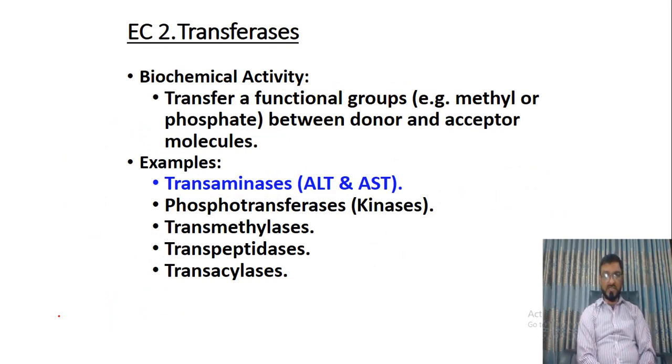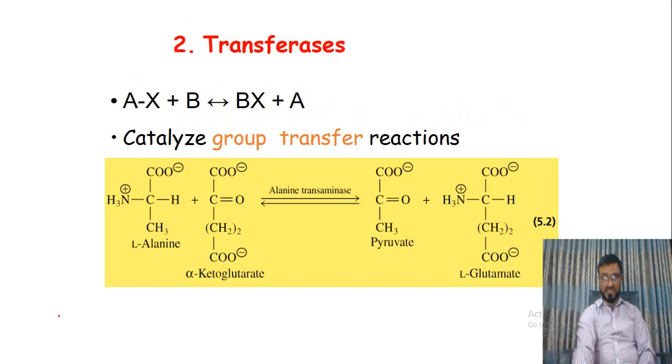The second class was the transferase, which is associated with the transfer of certain groups, some functional group, methyl group, phosphate group. In the previous lecture we saw the example for the phosphate group. There should be some donor and some acceptor. Examples are transaminases, transferases, kinases. We saw the example for kinases in the previous lecture. Transmethylases, transpeptidases, acyclases. These are the different examples from the transferase subclasses.